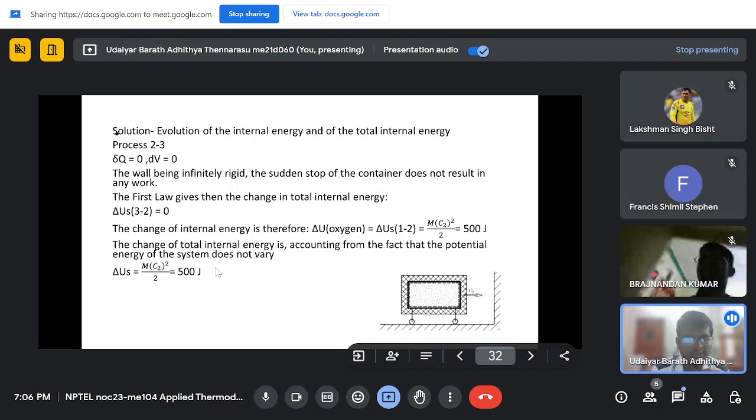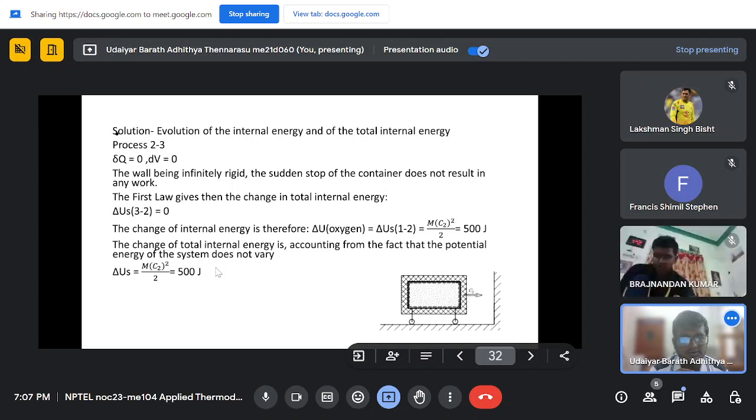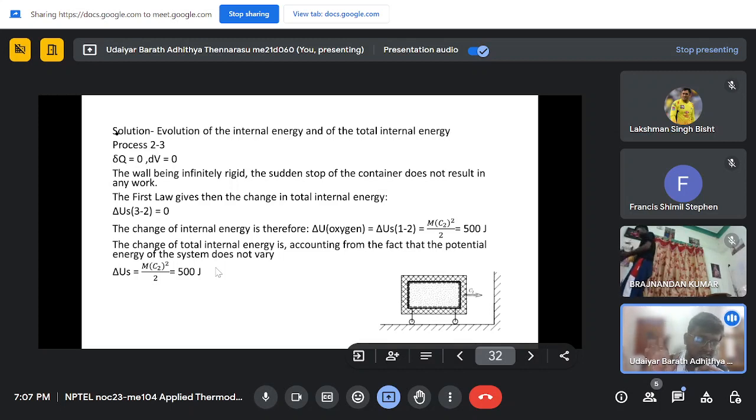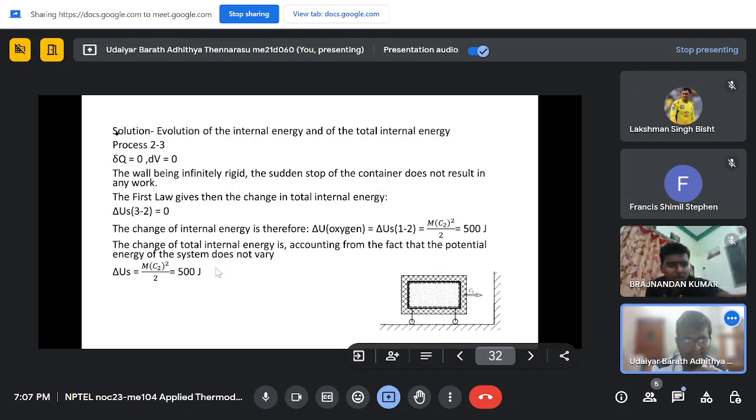I hope I am clear in this case. You need to distinguish between these two: the oxygen contained in the system and the total system. In the first case, the oxygen is not having any change in internal energy, and the total system is having a change in internal energy. In the second part, the total internal energy is not having any change, but the oxygen is having a change in internal energy. So that's the distinction here, and this is happening because of the process.